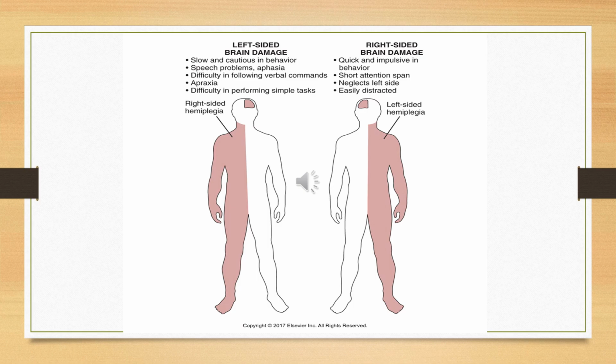Also, when we're talking about left-sided versus right-sided, you need to make sure you understand which side affects different parts of the body. So if the stroke occurred on the left side of the brain, they might have speech problems that we had talked about, so some type of aphasia. They might have difficulty with their verbal commands, so their language center.